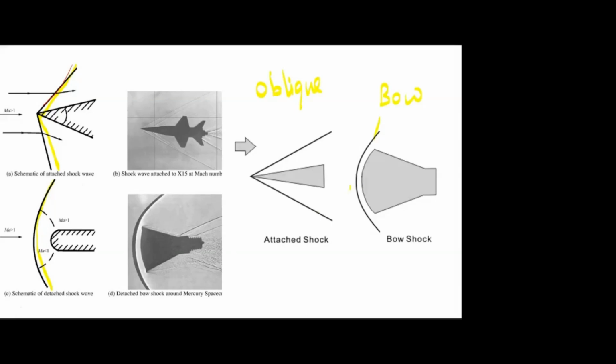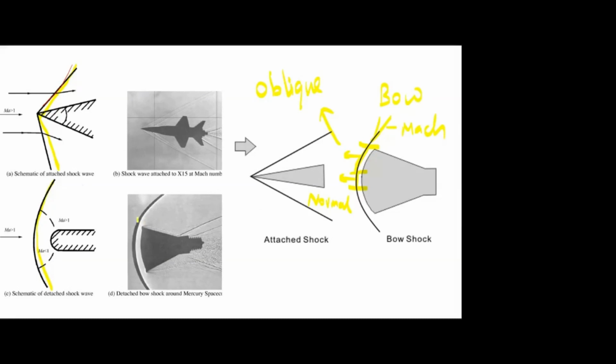For example, if you see this region alone, it's almost straight. If it is straight, then it is called a normal shock. And if you see this region, it is inclined, so this is called an oblique shock. After that, what will happen? The strength will decrease and finally it will vanish. And this is called a Mach wave.